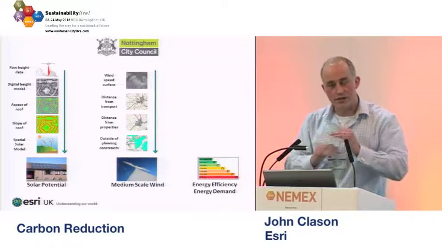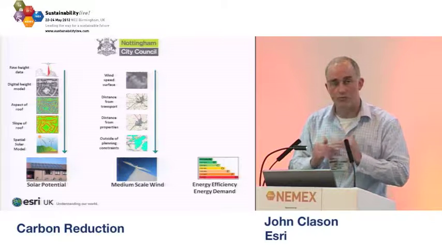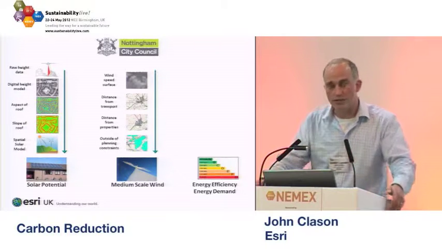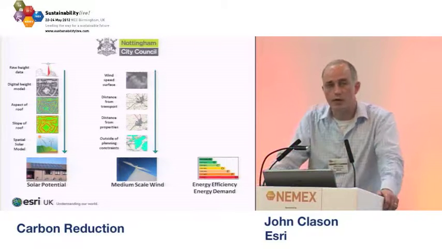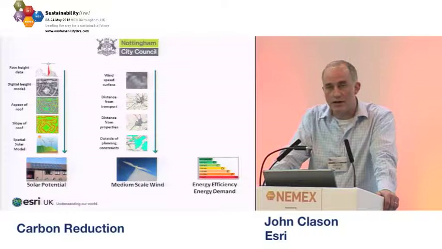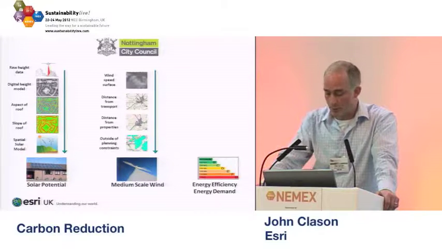And we layer that information into the system as digital maps and then overlay that on top of each other and cut out the areas where we can't do certain things and leave the areas where we might be able to do something.